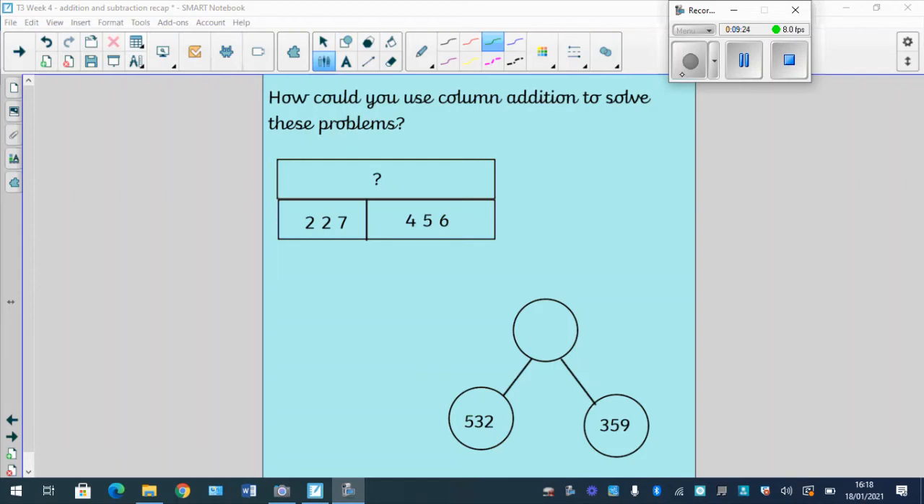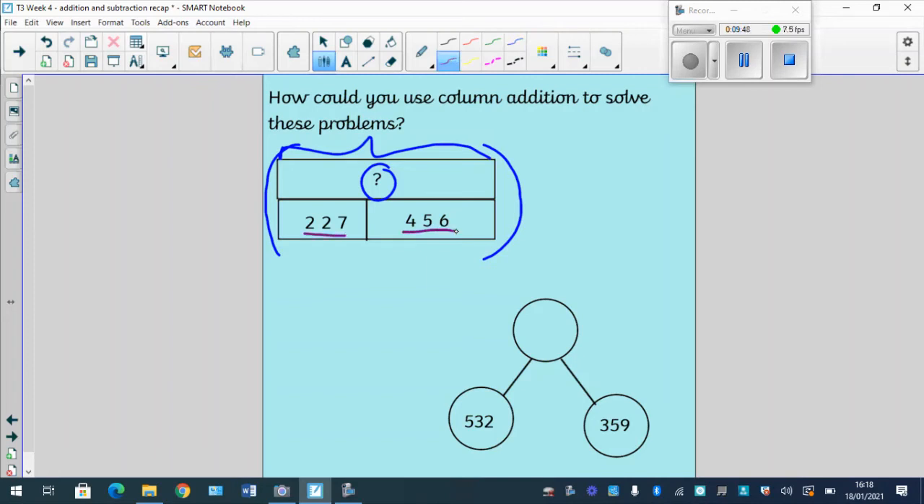Next, we're going to look at how column addition works with these two different models. Now then, this model here is all about finding out the missing value at the top. We call this our total. And we need to work out what it is. We've got two numbers here, 227 and 456. If these two numbers are combined, it means that we're going to add them up.